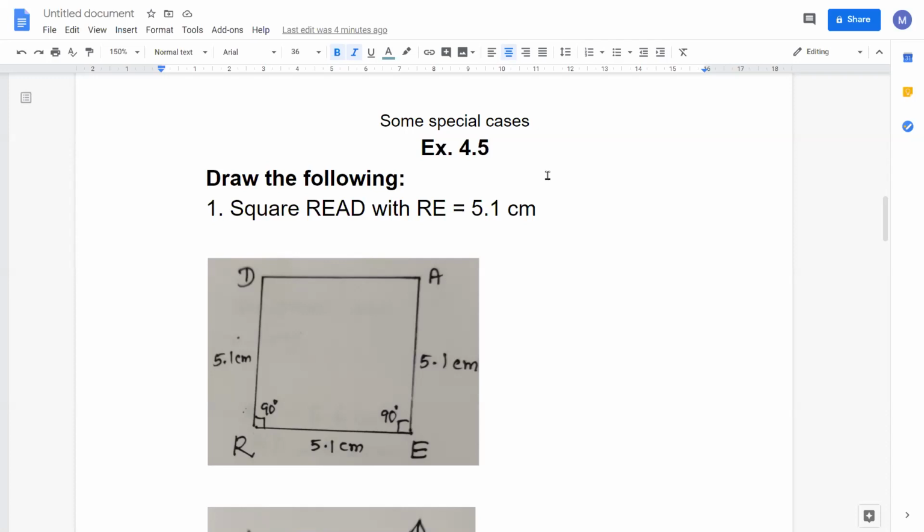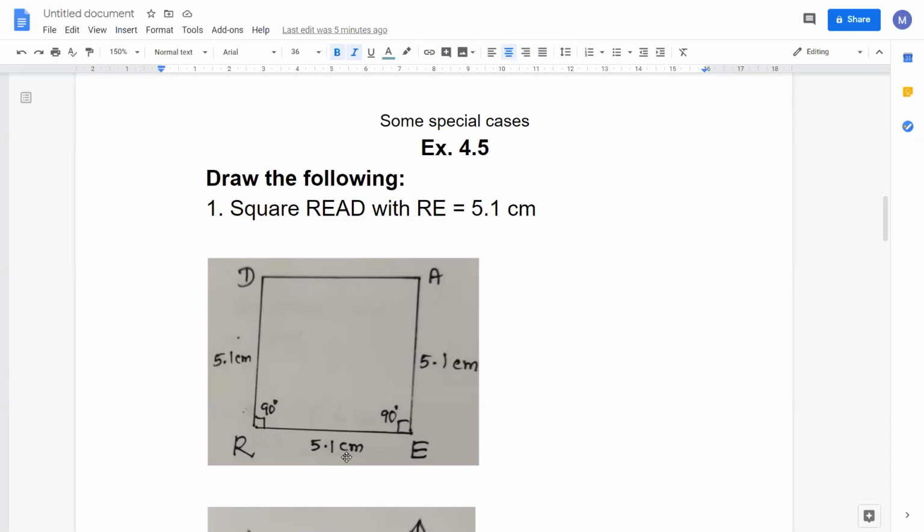So first question is square READ with RE equal to 5.1 centimeter. In a square READ, I have drawn the rough diagram here. RE equal to 5.1 centimeter. Only one side is given, that is, only one measurement is given. Then also we can draw this square. How is it possible? We know that in a square, all sides are equal and all angles are right angles. These two properties we are going to use to draw this diagram.